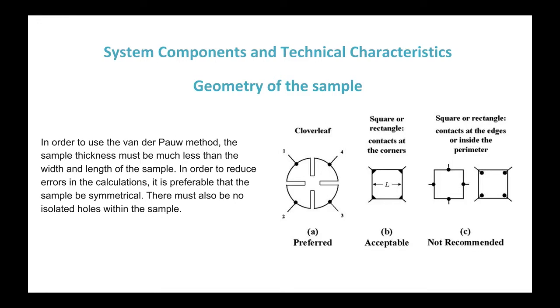Geometry of the sample, as we can see: A is preferred, cloverleaf; B acceptable, square or rectangle contacts at the corners; and C not recommended, square or rectangle contact at the edge of the inside perimeter.